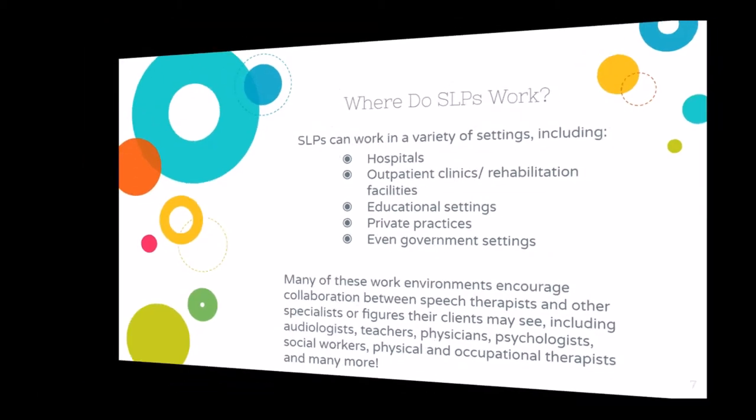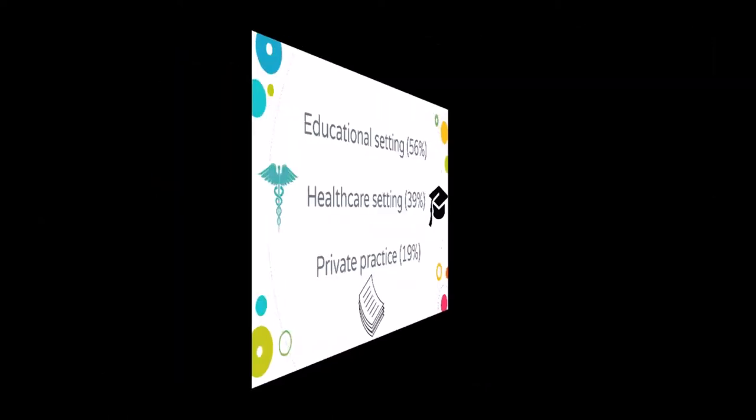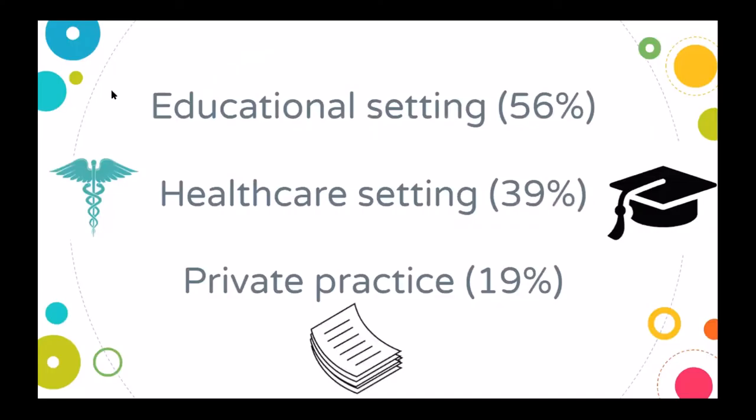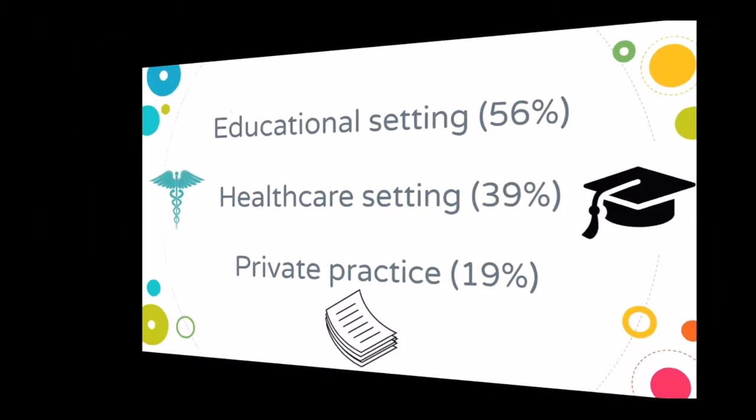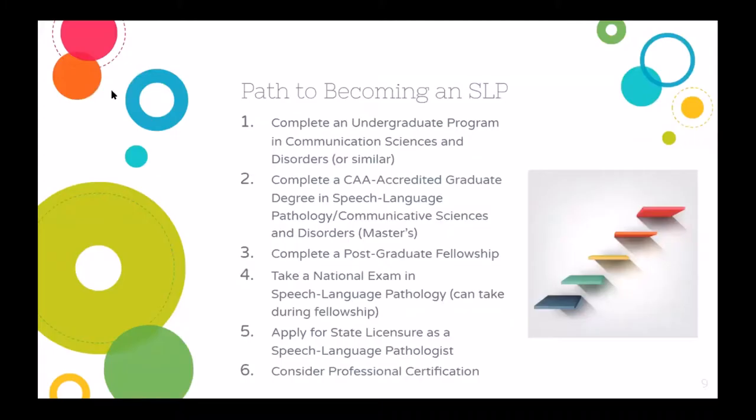So we can see here that in the educational setting, 56% of SLPs work in that sort of setting, 39% in the healthcare setting, and 19% in a private practice that they own or co-own. So the path to becoming an SLP is long, but not as long as medical school would be, but it's still school after high school, a lot of school after high school. So first you have to complete an undergraduate program in communication sciences and disorders, or a program that's similar. Some schools offer pre-speech language pathology programs. And I was talking with my mentor, and sometimes you don't even need to do that.